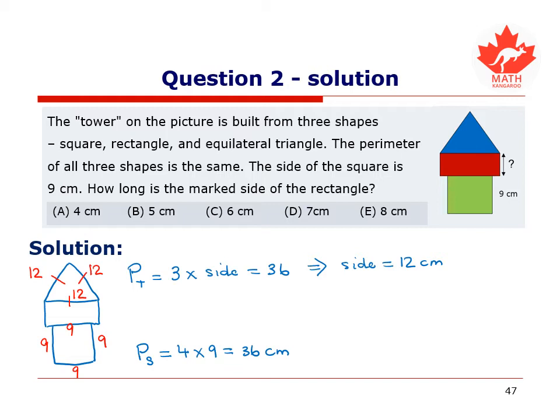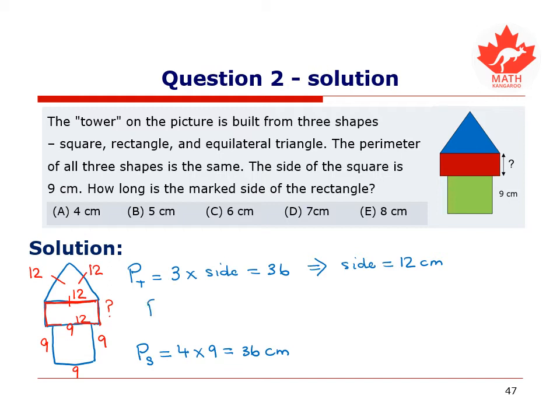We can now focus on our rectangle. Our rectangle shares a side with our triangle. So that means then that the length of a rectangle is 12. That means this is also 12. And so then we're left to figure out what is the thickness of our rectangle.